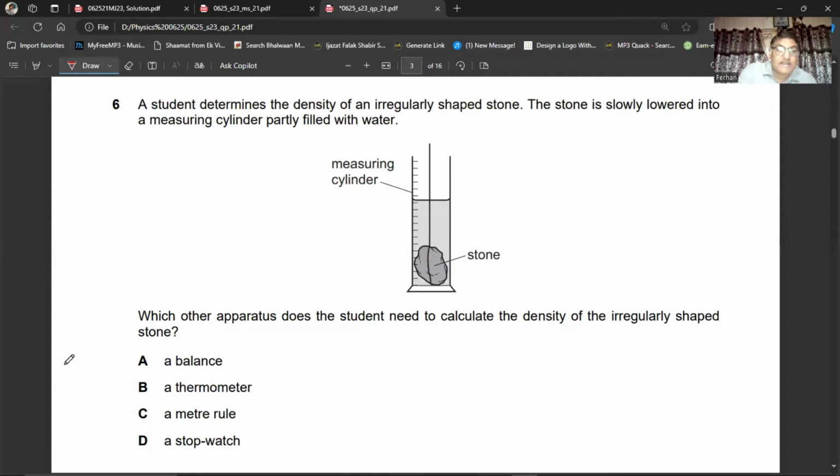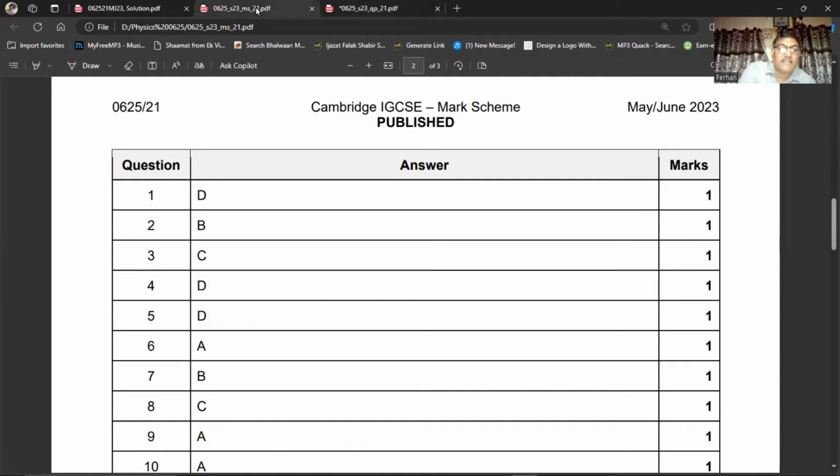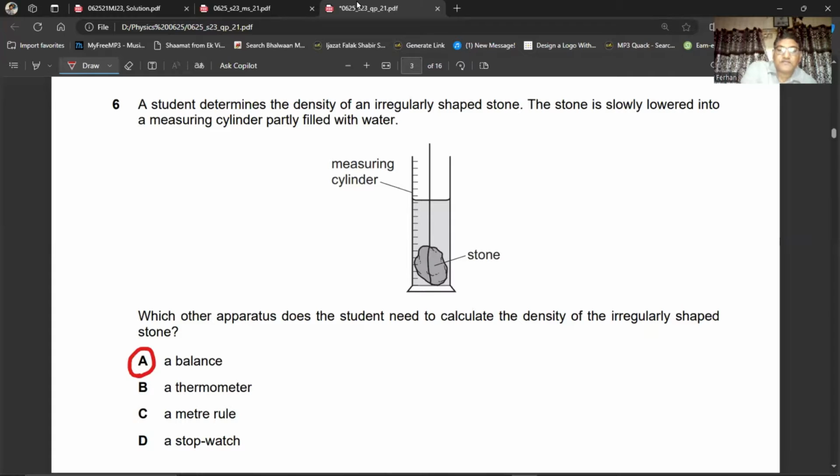We need a balance to measure the mass. So I think A is the option, sir. Question number 6, A is the right option.